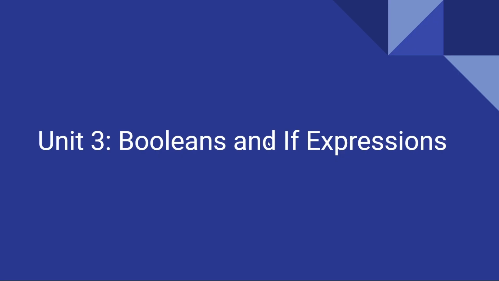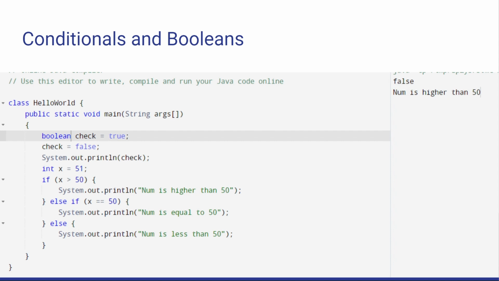Now let's get into booleans and if expressions. So the first thing we got to acknowledge is, how do we declare a boolean? So in this case, we can see that we have boolean and a variable called check, and we set it equal to true. Let's say we want to change that value later. So that's also pretty simple. We just do check equal to false. So a new value. And then we have system.out.println check. As you can see, it's printed out as false here.